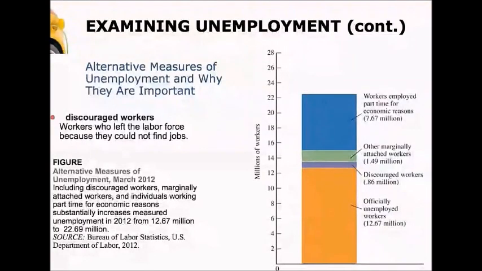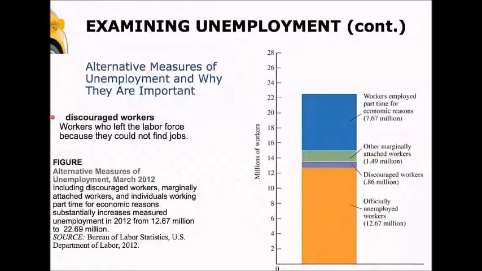What else do we look at? Well, not everybody is classically unemployed. We might look at alternative measures of unemployment and see why they're important. We could look at people that are called discouraged workers. Discouraged workers are those that have left the labor force because they could not find a job. So if you are somebody who is unemployed and actively looking for work, but you get discouraged, you might leave the labor force and stop actively looking. You're now no longer counted as unemployed. This is called discouraged workers.